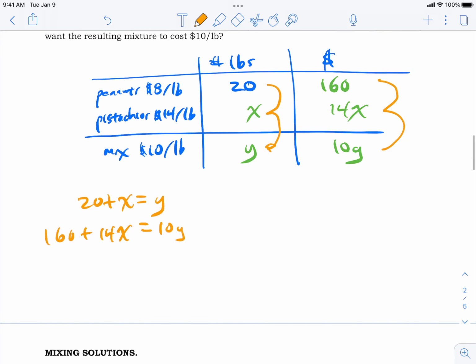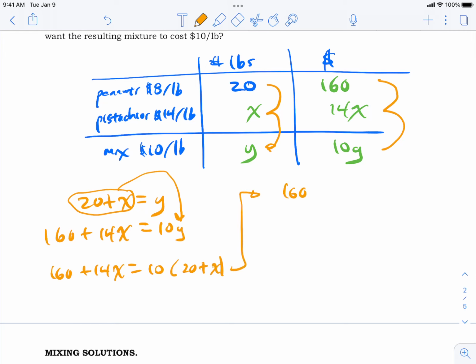That's not bad. I think I'll use the substitution method again. Take the 20 plus x, shove it in there. So what I got is 160 plus 14x is equal to 10 times (20 plus x). And if I bring that up here to solve, 160 plus 14x equals 200 plus 10x. Okay, if I subtract 10x on both sides, I'll have a 4x. And if I subtract 160 on both sides, I'll have a 40.